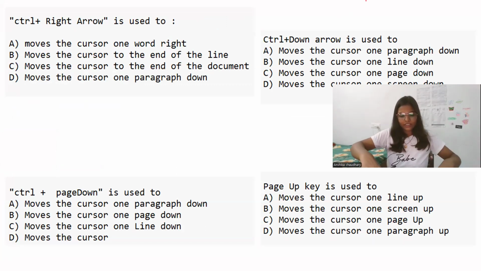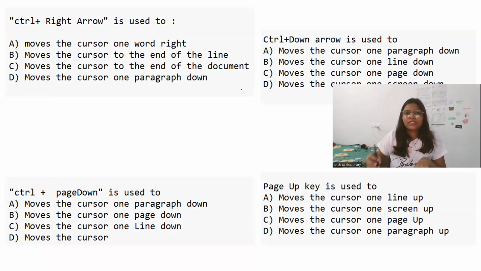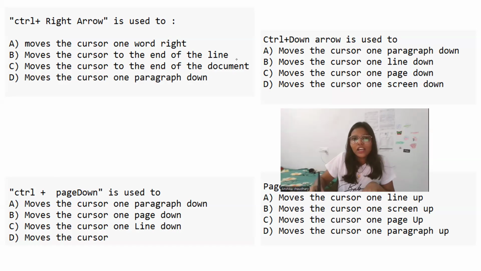The next question is: Control plus right arrow is used to move the cursor one word right, or move the cursor to the end of the line. So right arrow means it must be going to the right side, right? It's quite common sense, I can say. So that cannot be the correct answer. Just a minute.